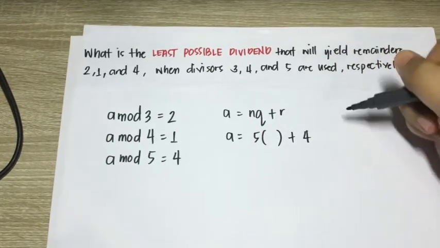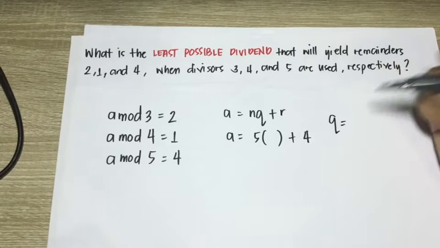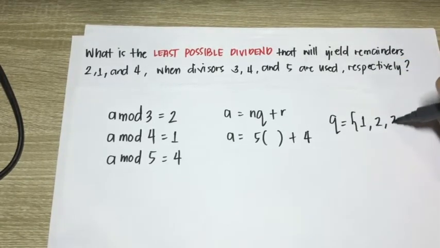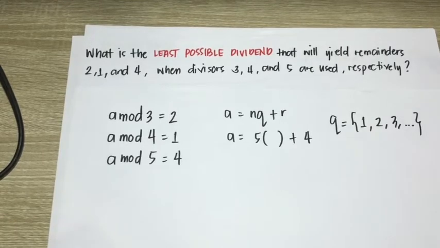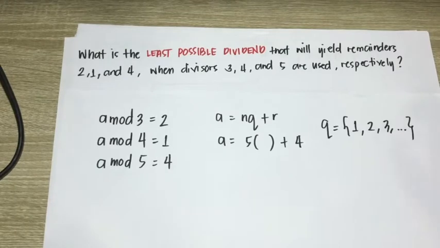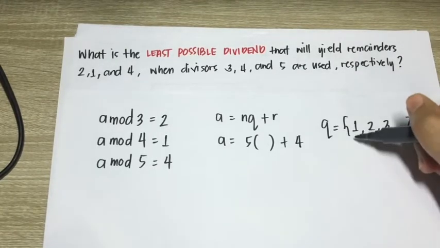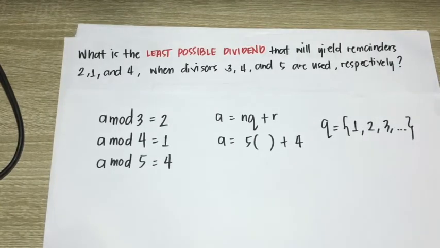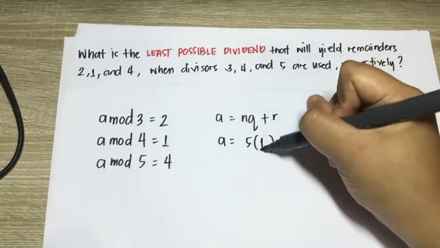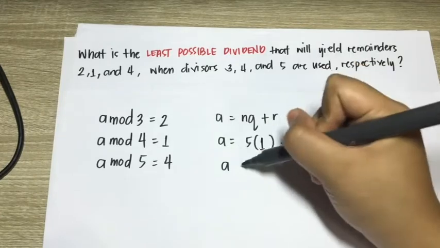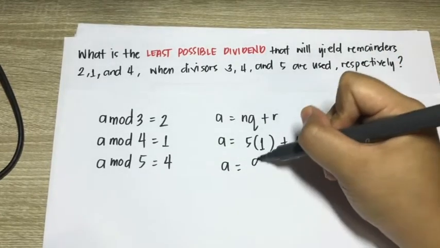Now what we are going to do is sweep our quotient from 1, 2, 3, etc. until such time that we arrive at the least possible dividend. And how are we going to do that? Here's how we're going to do it. Let's start with the quotient of 1. We're not going to start with the quotient of 0. So 5 times 1 plus 4. The least possible dividend in this case is 9.